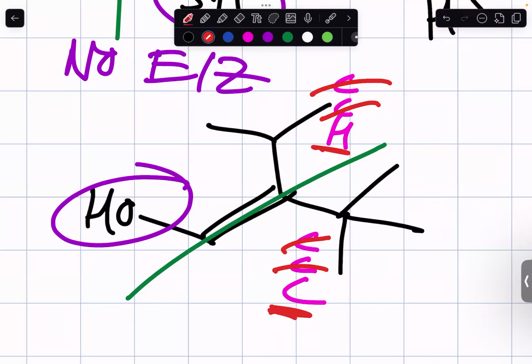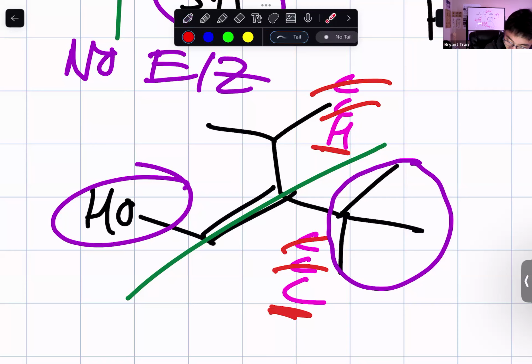Wait, where did the third? Oh, because of the methyl groups. Then it would be the tert-butyl because there's more carbons. So if there's a tie, then you see what is attached to the tie, and then you make them go against each other. This had only 2 carbons and 1 invisible hydrogen, whereas this carbon here has 3 carbons, 1, 2, 3, which beats the team over here.